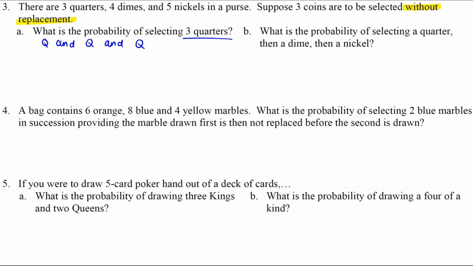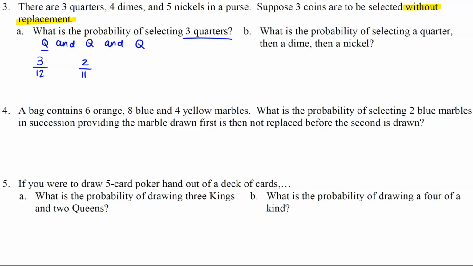One way that I can solve this is to find the probability of selecting the first quarter. So of the 3 plus 4 plus 5, 12 total coins in my sample space, 3 of them are quarters. Since I am not replacing the first coin that I took out, I'm assuming that I have 11 coins left. And also assuming that I already had picked out a quarter, I only have 12 left in my purse.